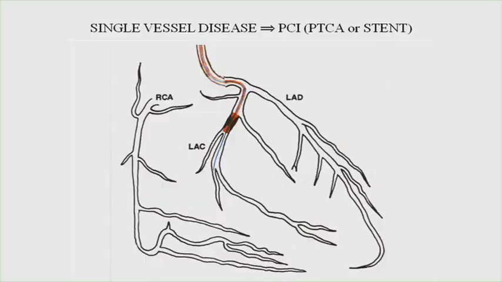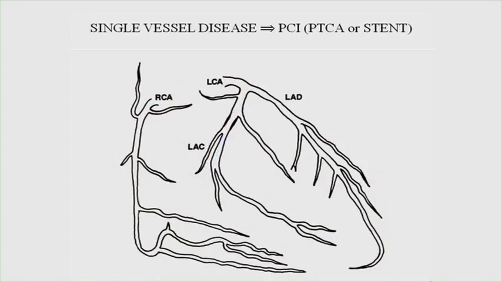Now, in the United States, if you have single vessel coronary disease, one blockage, we're going to treat you with a percutaneous intervention, balloon angioplasty or stent. The balloon catheter is placed across the narrowing, the balloon is inflated, a stent will be placed. Wow, plaque's gone, blood flow's normal, you're good to go.